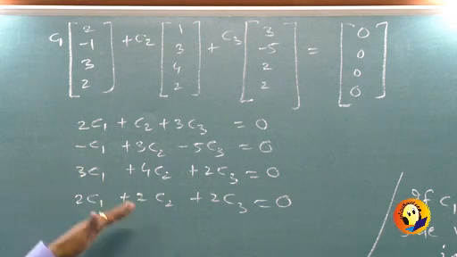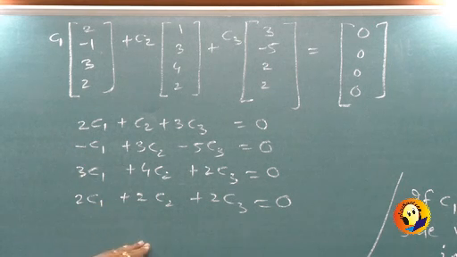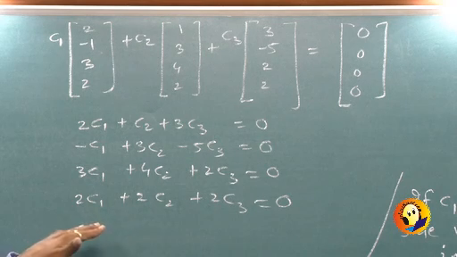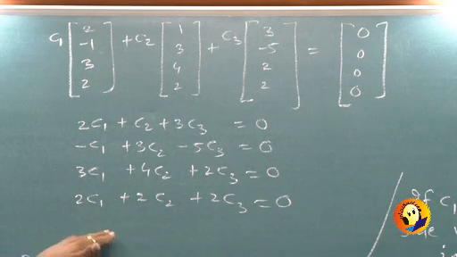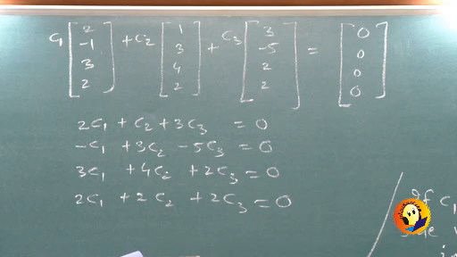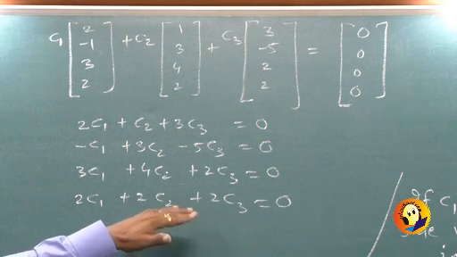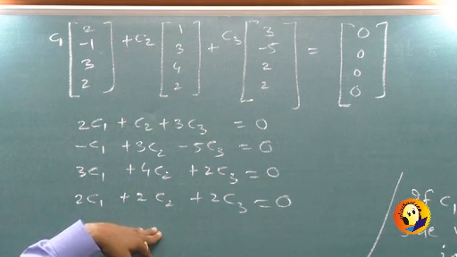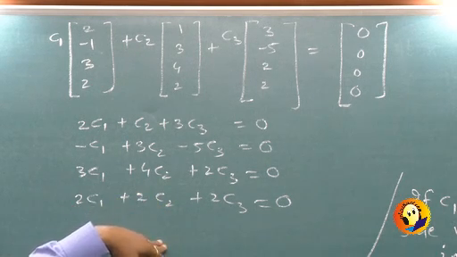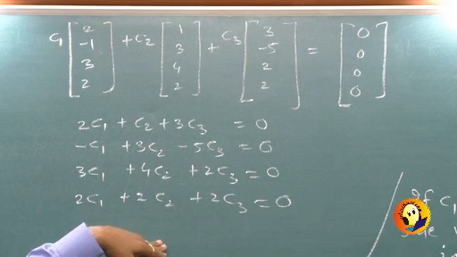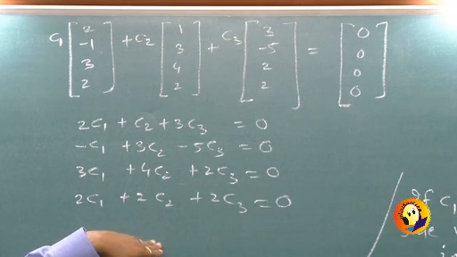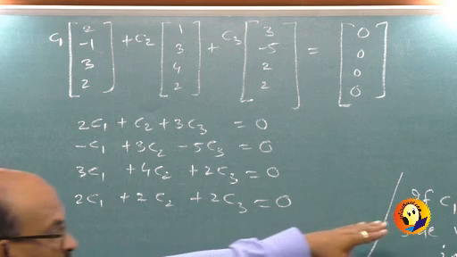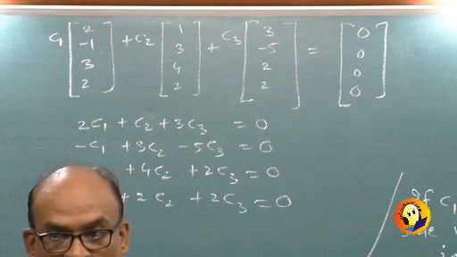Now variables are C1, C2, C3, equations are homogeneous, so we will have to simply find out rho of A, because rho of A will be equal to rho of AB in this case. And that's why if rho of A comes out to be less than number of unknowns, there will be infinite solutions. If it is equal to number of unknowns, it will be a trivial solution. And if the solution is trivial, the vectors will be independent, because trivial solution means values are 0.